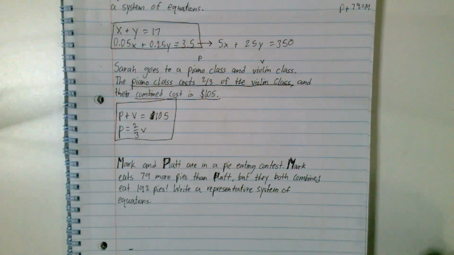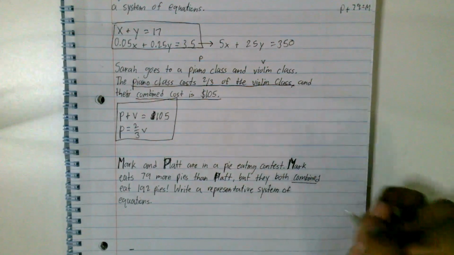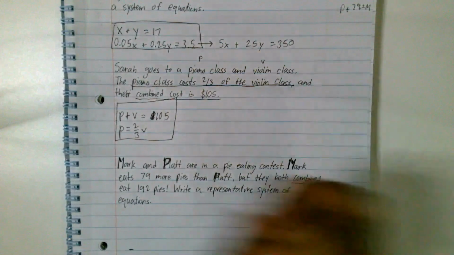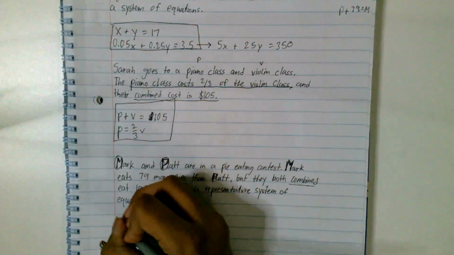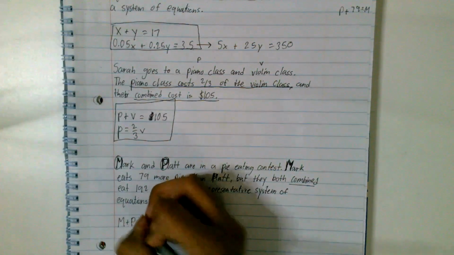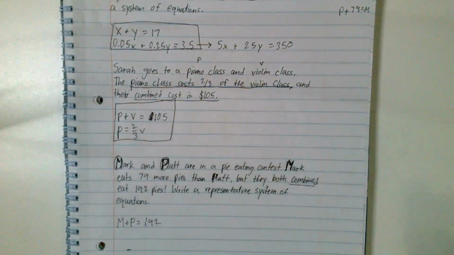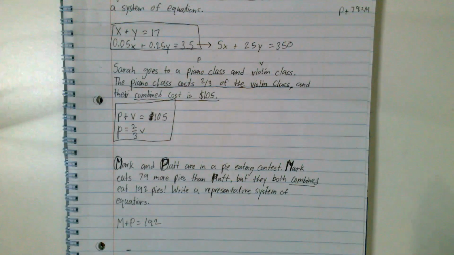Here's our final problem. Mark and Pat are in a pie eating contest. Mark eats 79 more pies than Pat. Well, that's a lot of pies. But they both combined eat 192 pies. So let's start with the combined part like we always do. Mark is M and Pat is P. So M plus P equals 192, because the two combined equal 192 pies.